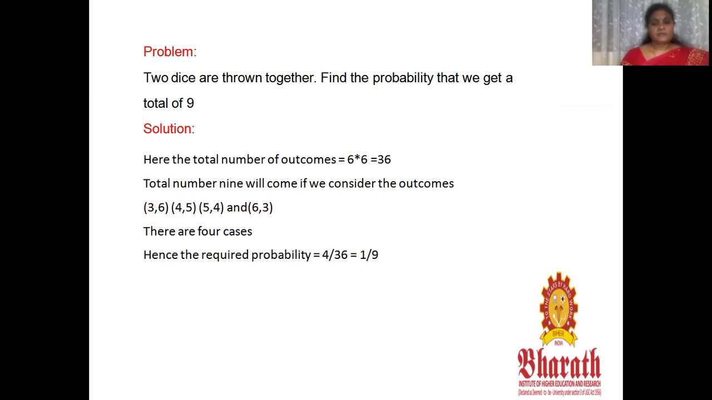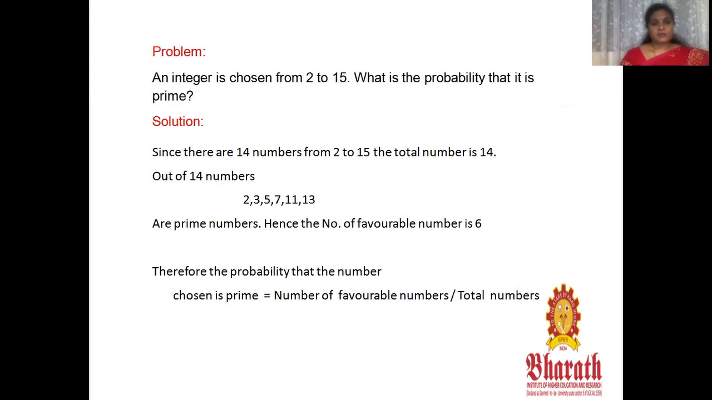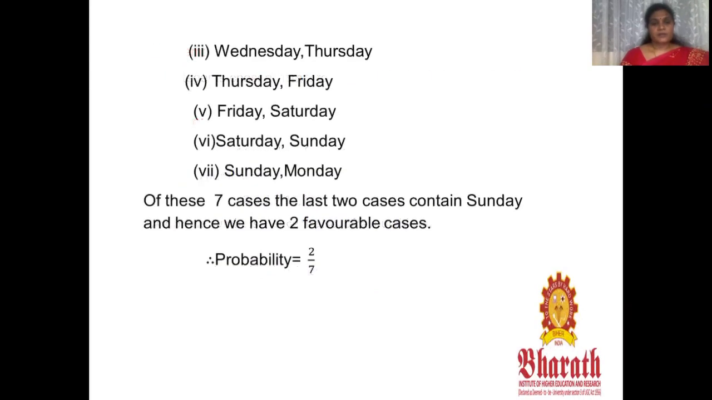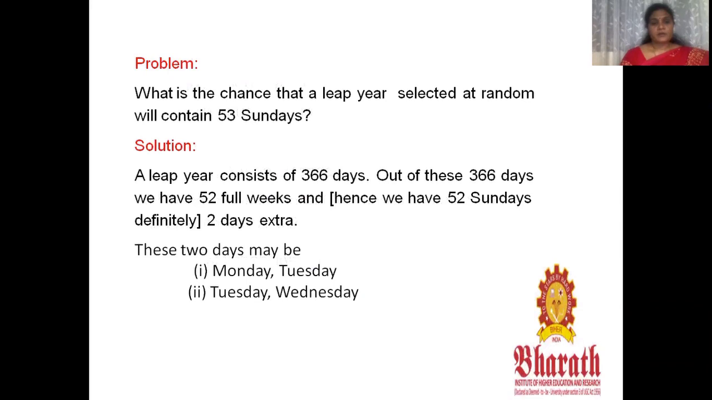So these are the problems in which we have discussed how to find the probability for throwing 2 dice, and then choosing an integer, where the integer should be a prime number. Then in the problem, what is the chance that a leap year selected at random will contain 53 Sundays, the main concept is a leap year. A leap year consists of 366 days, so from that we have chosen only 52 full weeks, which contain 52 Sundays.